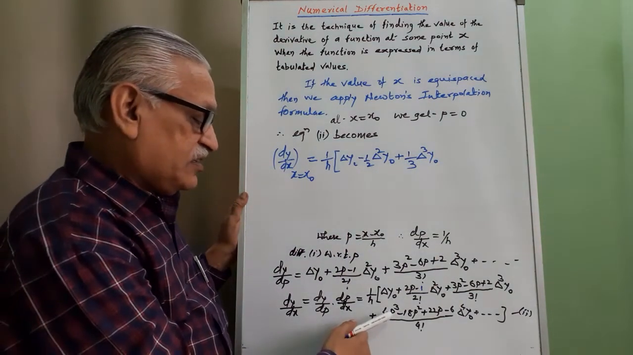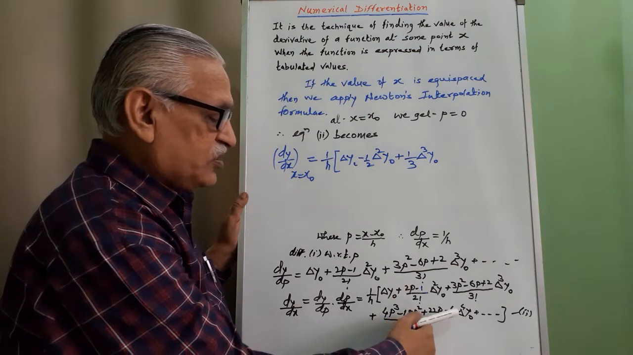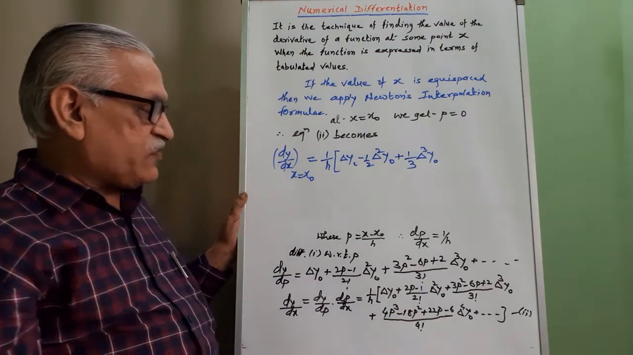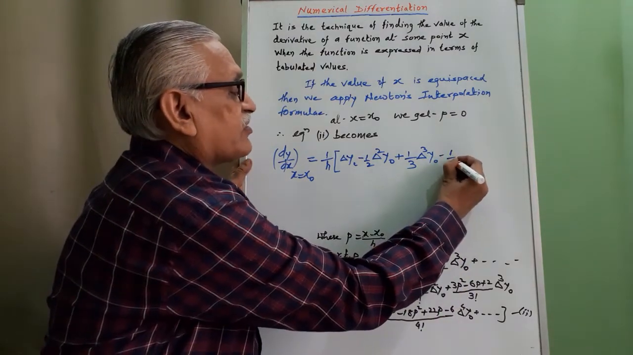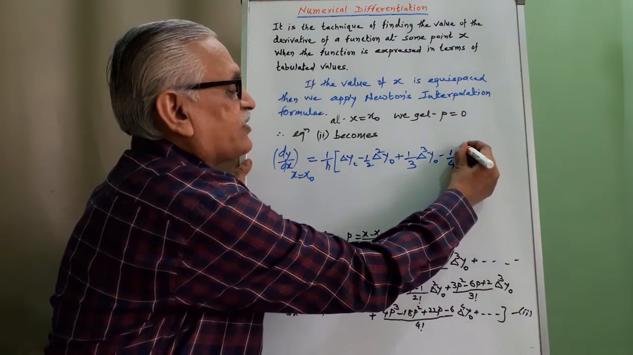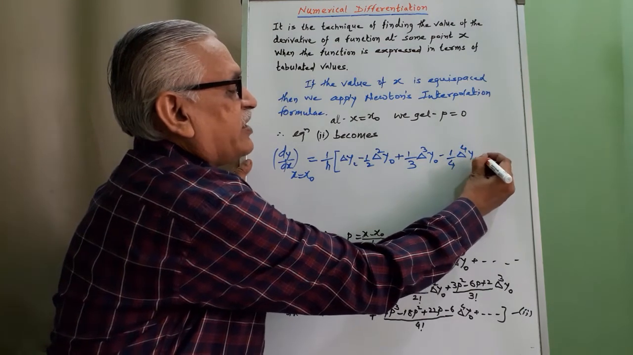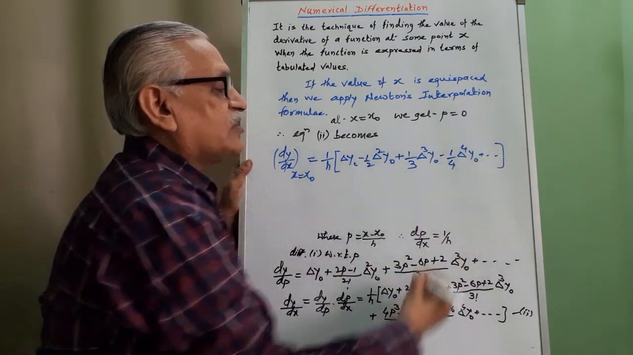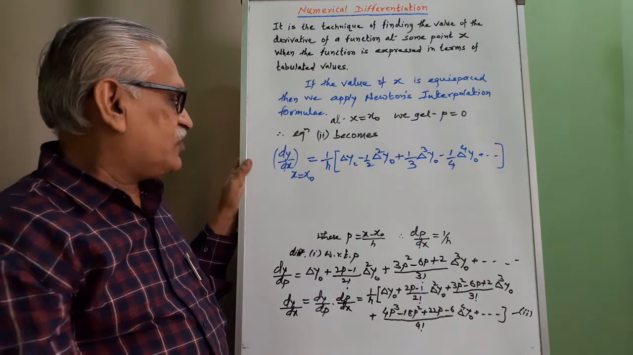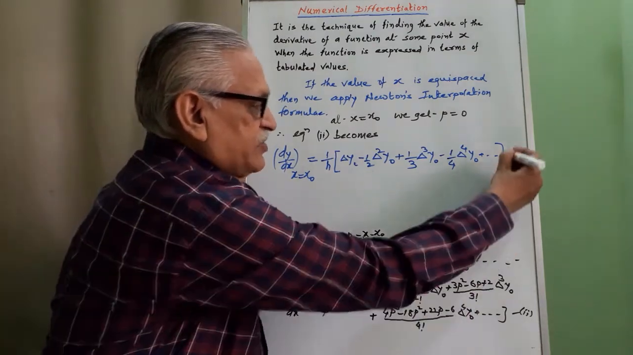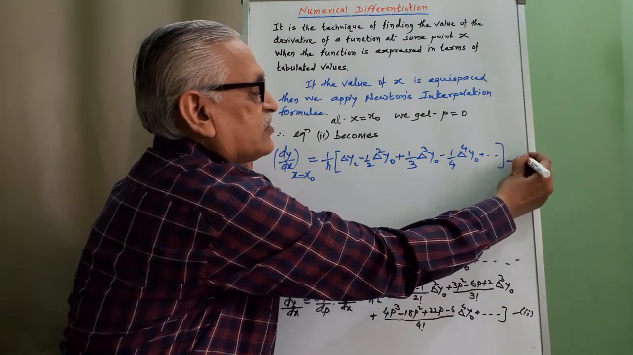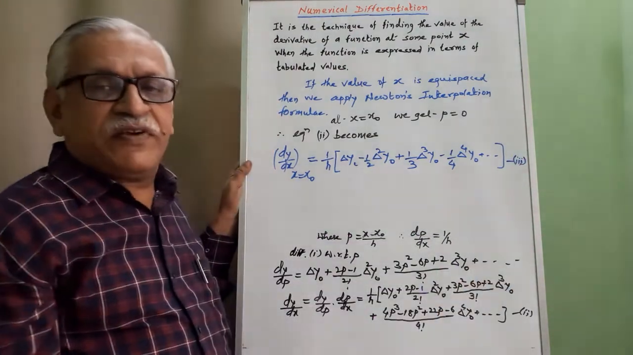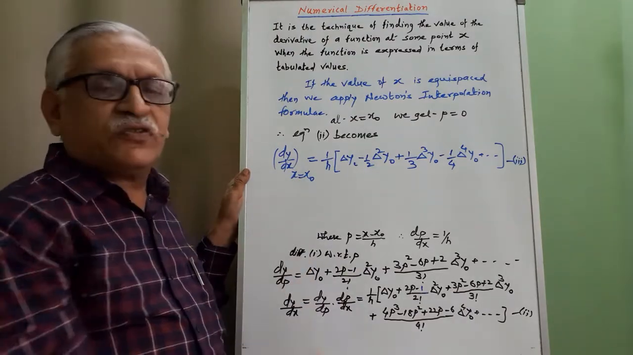Next one: 0, 0, 0, 6 by 24. 6 by 24 becomes 1 by 4 minus del raised to 4 y0, and so on. Therefore, this is the sub result, or another result, to find out the first order derivative at the point x is equal to x0.